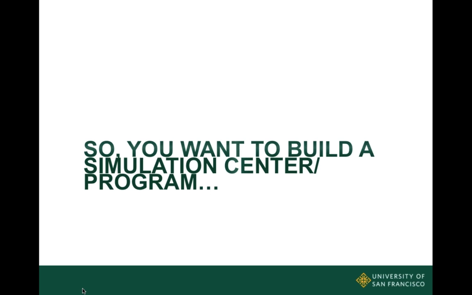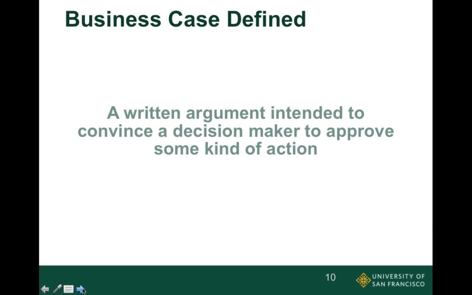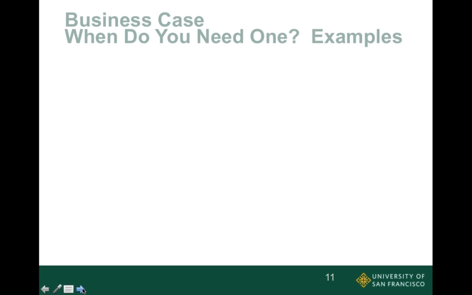You were funded simulators, but you don't have any budget for faculty development. You don't have a plan. So that's what we're going to talk about, is actually building a business case for simulation. So pretend like you have a blank slate and you want to go in and ask for money and build a case for simulation. And it's really a written argument intended to convince a decision maker to approve some kind of action. So you want funding, space, equipment to build a simulation program.